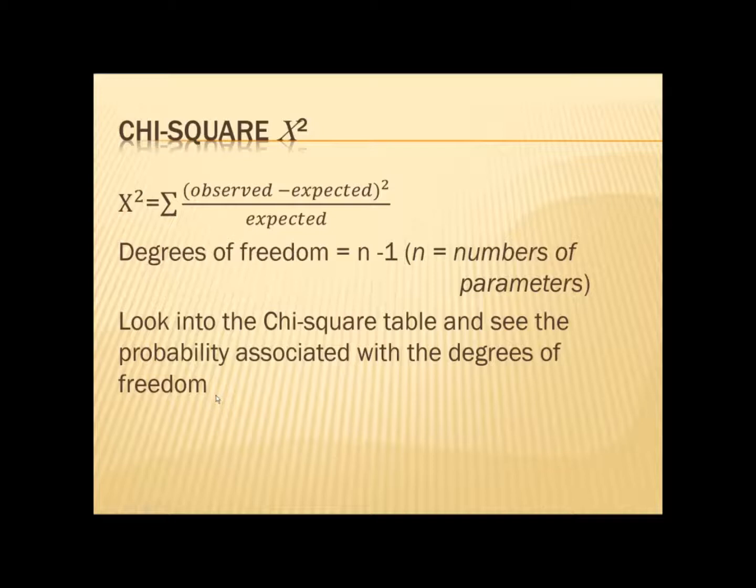Then you look at what is called the chi-square table and see the probability associated with the degrees of freedom. That probability will tell you whether you should accept the null hypothesis, that the things you're looking at are not statistically significant, or reject it and go for the alternative hypothesis.